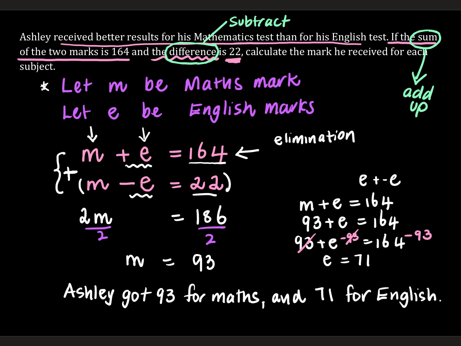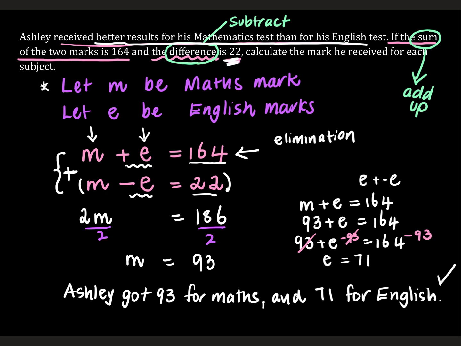Now we can come back and check that. So it says that he received better results for maths than for English. Is that true? Yes, it is. The sum of the 2 marks is 164. So if I add those up, 93 plus 71, I should get 164, which I do. And if I take them away, the difference, 93 minus 71, gives me 22, which is exactly what it says. So I know that I'm correct.